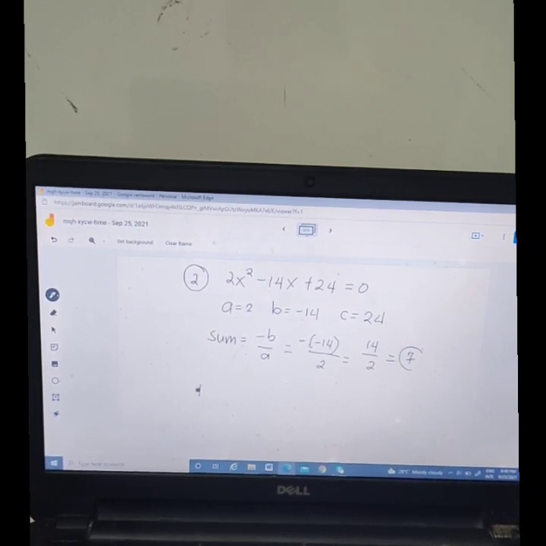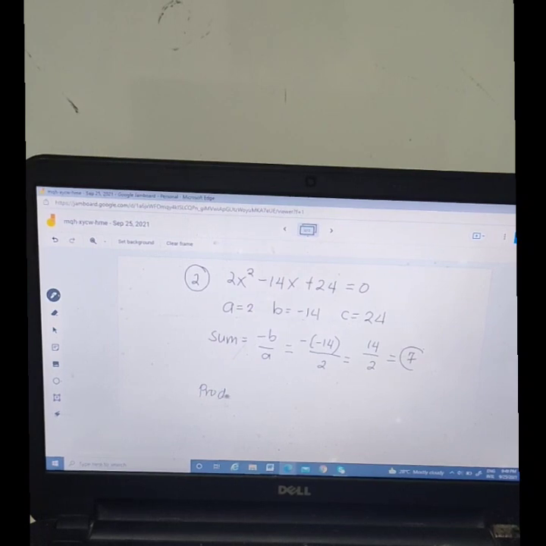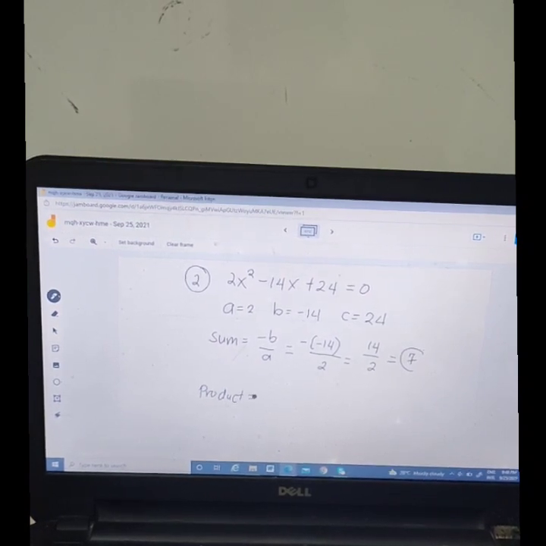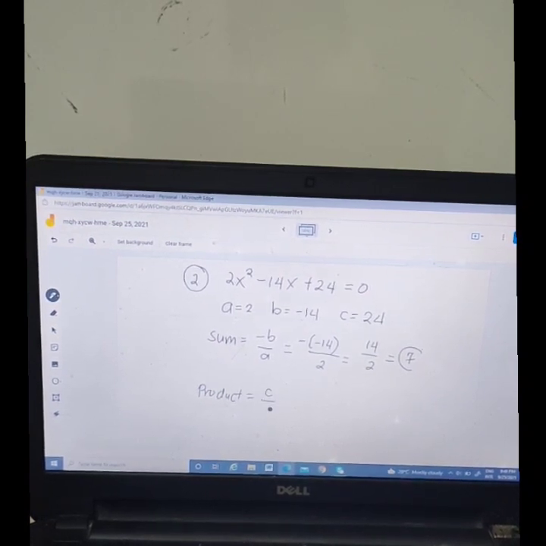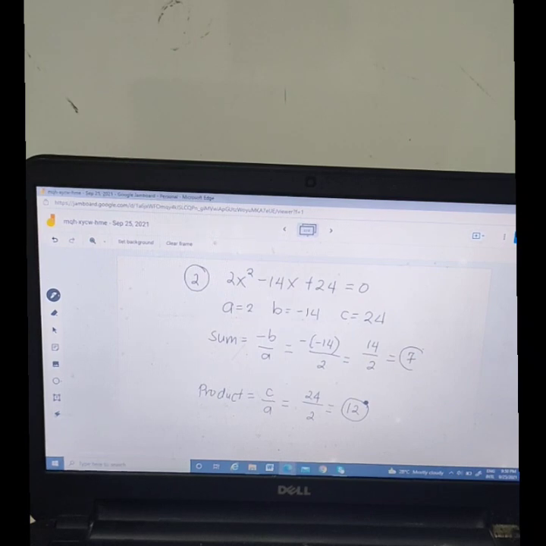For the product, we have c over a. The value of c is equal to 24, and the value of a is equal to 2. 24 divided by 2 is equal to 12. Therefore, for 2x squared minus 14x plus 24 equals 0, the sum of the roots is 7, and the product of the roots is equal to 12.